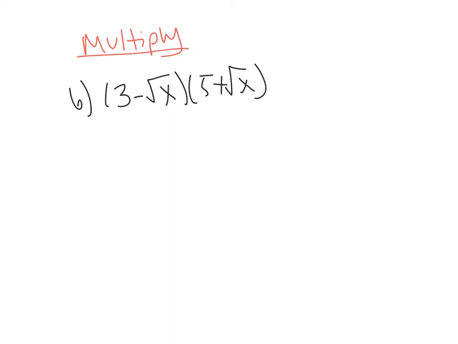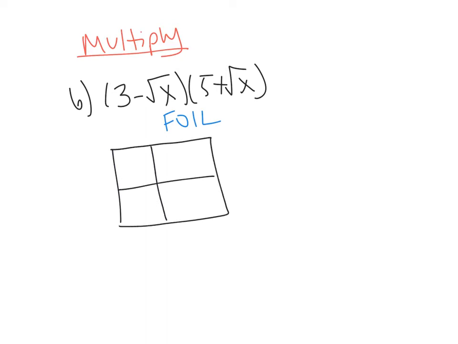Well, anytime we have a binomial times a binomial, yes, we're going to multiply. Multiply here really does mean FOIL. And what I like to do with FOIL is I like to draw a box. Because I have a 2 by 2, I'm going to draw a 2 by 2 box. And I'm going to put the numbers on the outside. So I've got 3 here, I've got negative square root x here, I have 5 and I have root x.